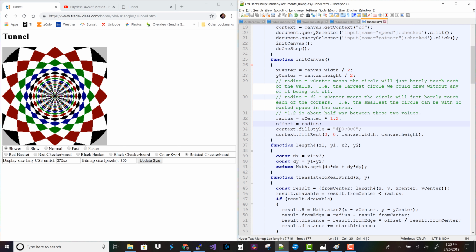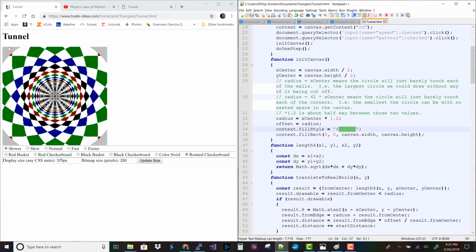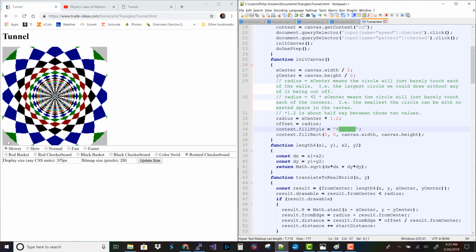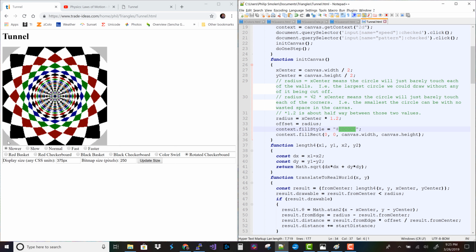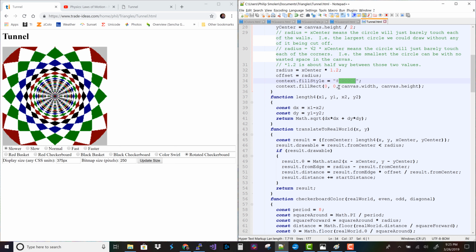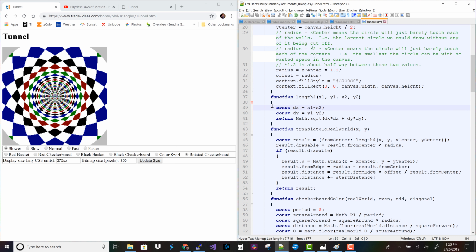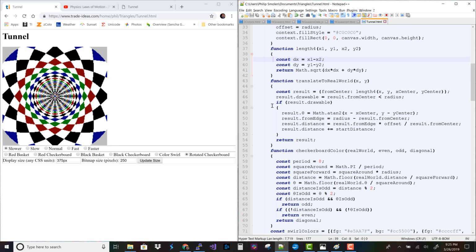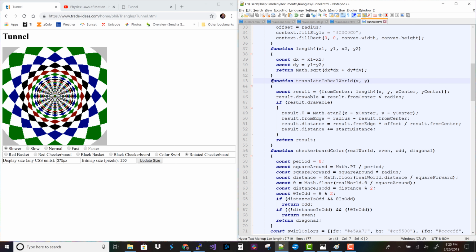Context fill style. So this shade of gray, we paint that here and anywhere that isn't part of the tunnel. We just do that all at once. It seemed like it was a little bit faster than doing it one pixel at a time. And just fill everything. All right, we've copied the length formula from somewhere else. That's just the distance between the 2 points, just the Pythagorean theorem.